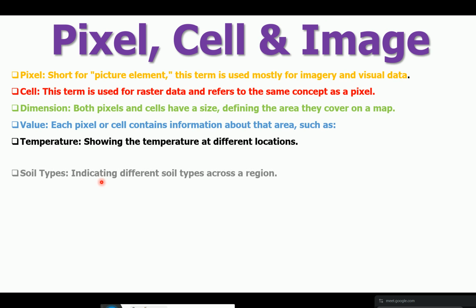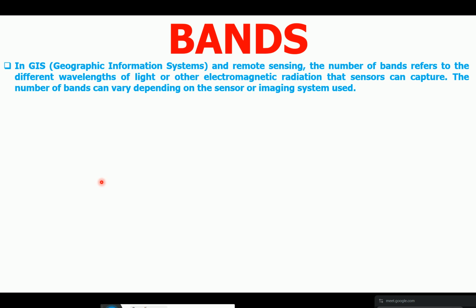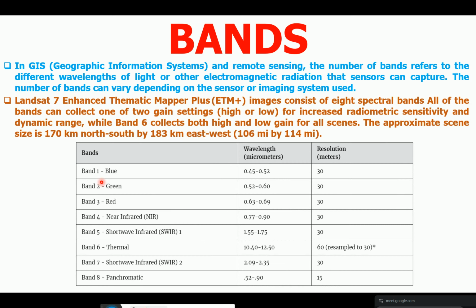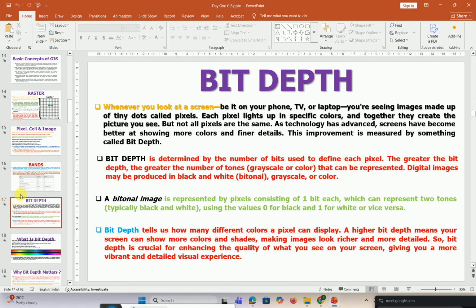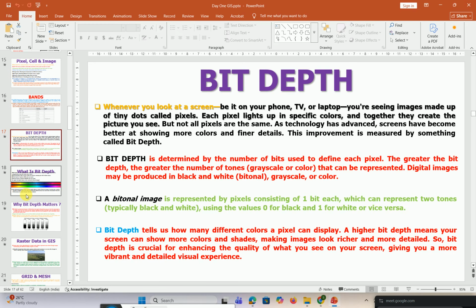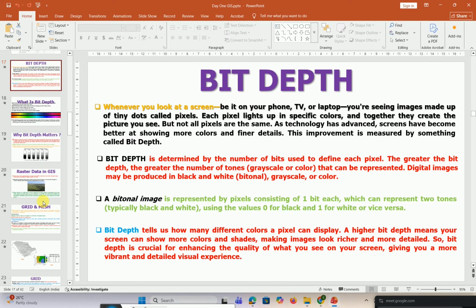Temperature, soil type, these are examples of this. So bands, you know about bands and bit width. I will explain it later, but I want to go to the practical part, because time is very short, it is already 9 p.m. Lots of theory is available.